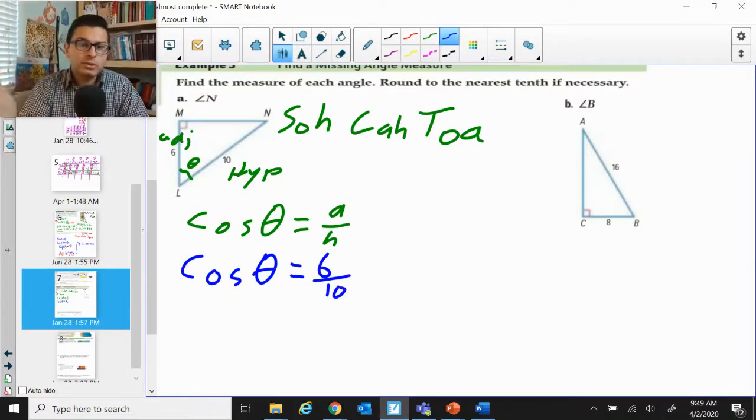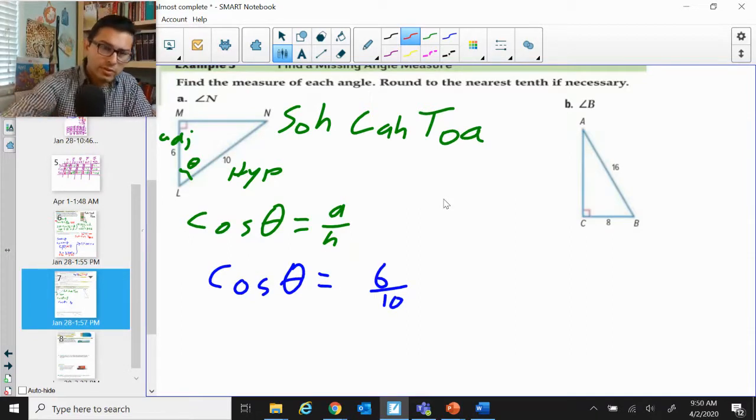Now, what do we do to figure out our theta? Theta here is like a variable. It's just some kind of letter that shows that we're trying to find that thing. So right now, theta is not by itself. How do we get rid of that cosine? We just learned about these things. We have to apply an inverse trig function. So I move that over a little bit, and we're going to apply our inverse trig function. We're going to say cosine inverse. This cosine inverse will take away that cosine.